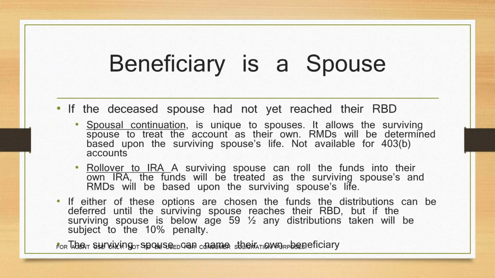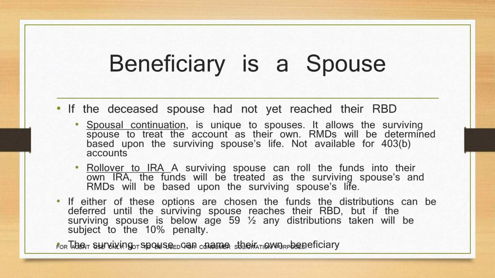So if the beneficiary is a spouse, and if the deceased spouse had not yet reached the required beginning date, there are essentially two options available for the surviving spouse. The surviving spouse can treat the account as their own, either in place or by rollover to the spouse's own IRA. I will refer to either of those choices as spousal continuation.